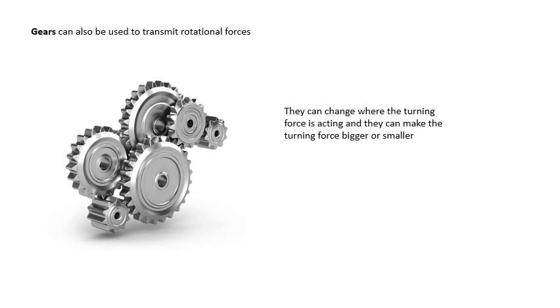And lastly, we need to know a little bit about gears. Gears can also be used to transmit rotational forces. They can change where the turning force is acting. If you want to get your turning force from the engine to the axle of the car to make the wheels go round, then you would use gears to do that. And they can make the turning force bigger if needed or smaller. So levers and gears you need to know a little bit about.